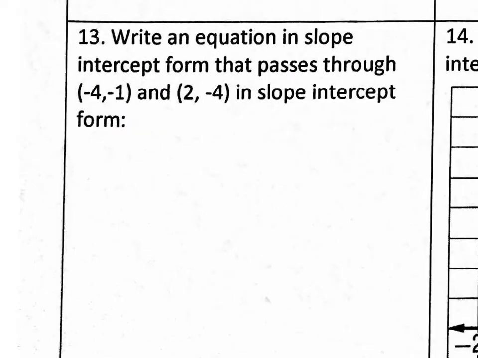This is an interesting one. It says write an equation in slope-intercept form of the line that passes through -4, -1, and 2, -4, and write it in slope-intercept form. Why did I repeat that twice? I don't know. Sorry, typos all over the place.